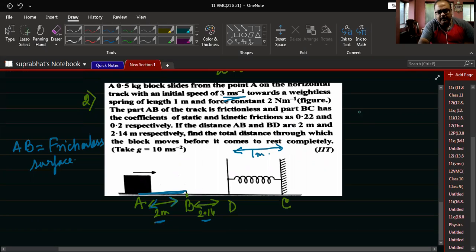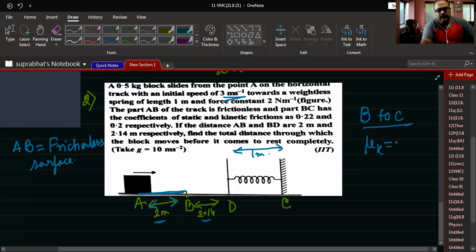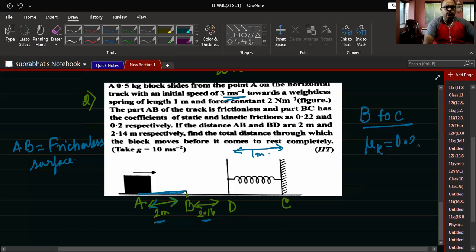Another important thing is that the part B to C is basically a frictional surface. Now the question is which particular coefficient of friction we should take. Either we can take the coefficient of static friction, which is given to be 0.22, or the kinetic friction, which is given to be 0.2. But since the block will be sliding over this surface, according to the question, we must take the coefficient of kinetic friction, that is equal to 0.2.